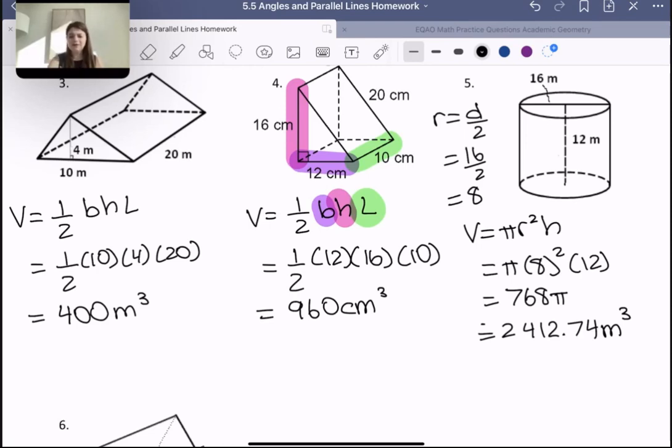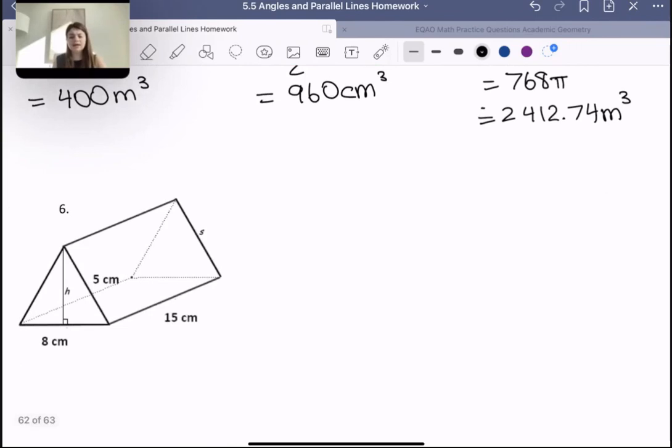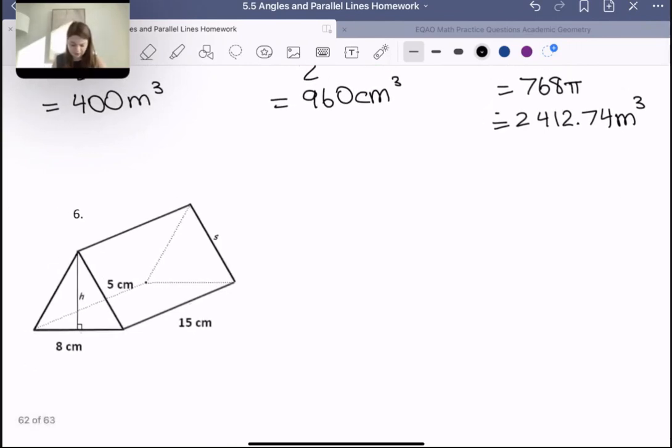Okay, very good. All right. Let's move on to number 6. So first of all, what type of shape is number 6? Well, this is a triangular prism. So let's write that down. Triangular prism. Awesome. Okay. And what is the volume of a triangular prism?